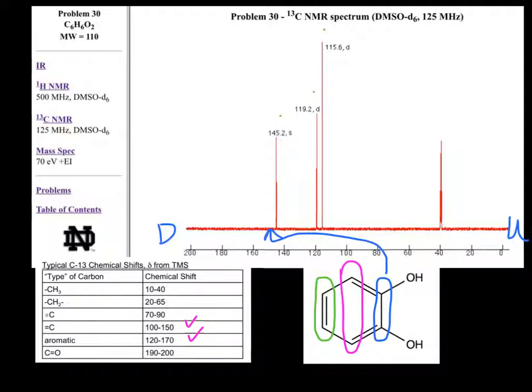The carbons circled in green are going to experience the least de-shielding because they are located the furthest away from the oxygens. So they are going to correspond to this signal. And lastly, the carbons circled in pink are going to feel de-shielding somewhere in between the blue carbons and the green carbon. So they are going to correspond to the middle signal.